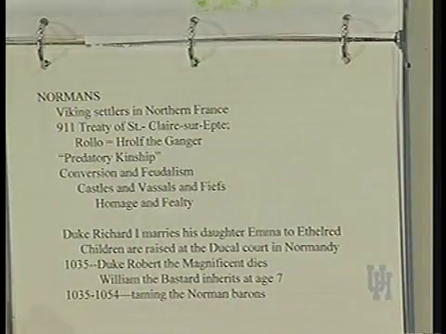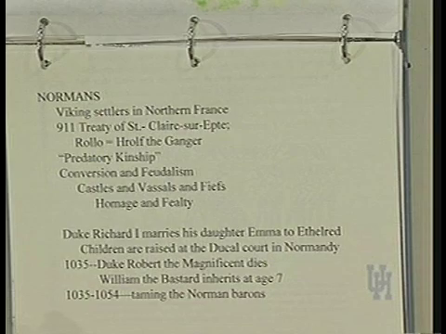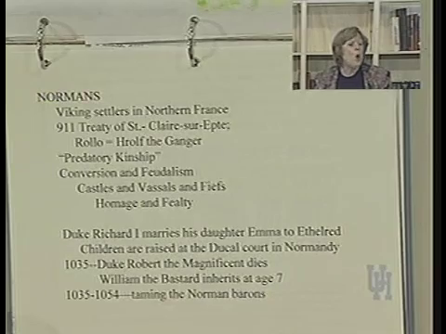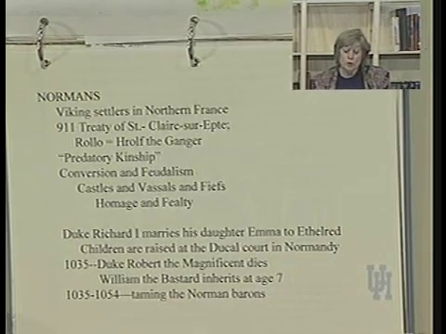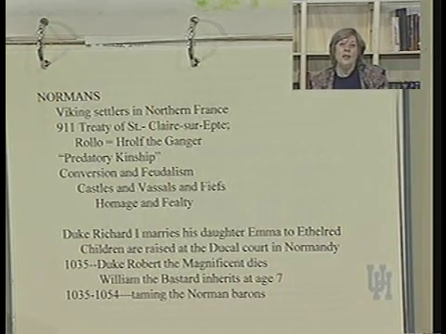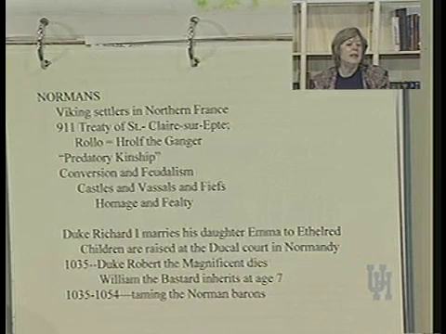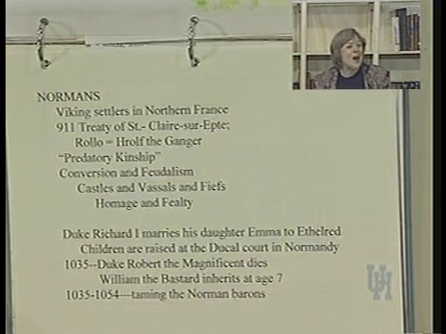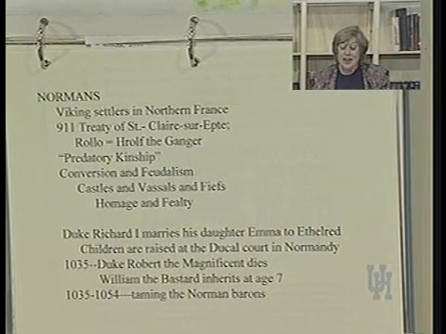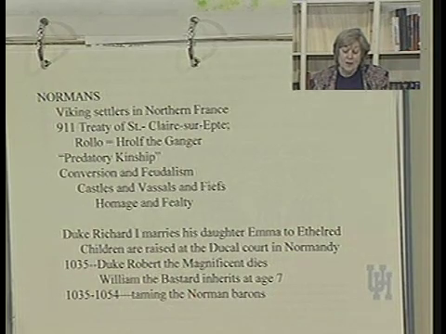The Normans were also Vikings. They were Viking settlers in northern France, and in 911 at the Treaty of St. Clair-sur-Epte, Rollo, a Viking whose Viking name was Hrolf the Ganger, and that means Hrolf the Walker because his legs gangled on his horse and dragged on the ground. He was so tall, and so Ganger means walker. So Hrolf the Ganger, it was Rollo. He was actually made a vassal of King Charles the Simple and was given Normandy.